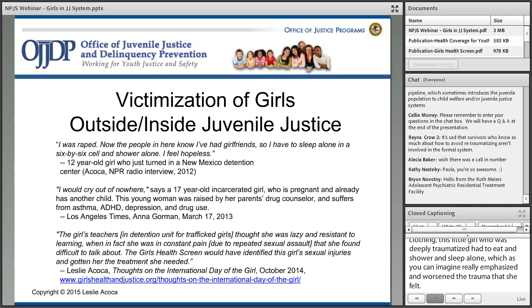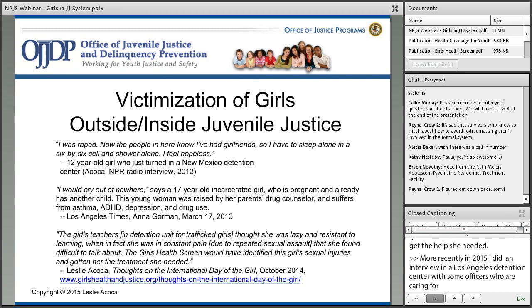More recently, in 2015, I did an interview in a Los Angeles detention center with some officers who were caring for girls in the CSAT unit. They have a specific unit for girls who have experienced profound sexual abuse and trafficking. And this officer told me about a girl who had been identified as a problem in school. And it turned out that the reason why she was a problem, like 40% of the girls who we found have taken the Girls Health Screen, was that she had a vaginal injury due to repeated sexual assault. So I just think it's important to put it in real context.